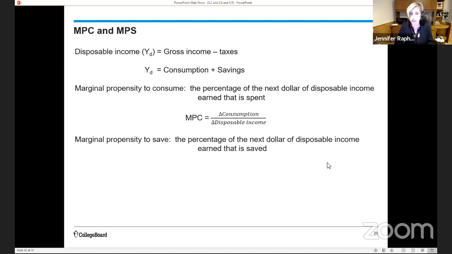The marginal propensity to save, on the other hand, is the percentage of the next dollar of disposable income earned that is saved, and it's computed as the change in savings over the change in disposable income. So what you should recognize here is if you have a dollar and you're going to spend 75 cents of it, the amount of savings is going to equal 25 cents, because it's $1. You're splitting it up into two parts. So the MPC plus the MPS always equals 1. And that might help you in thinking about these formulas, or in thinking about how to derive one value or the other, depending on what you're given in the problem.